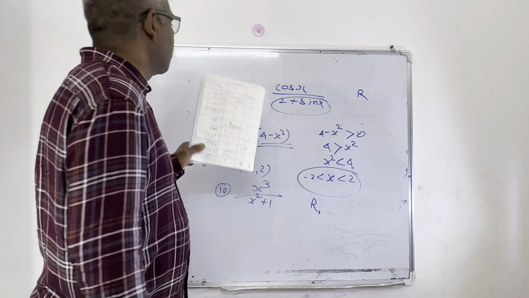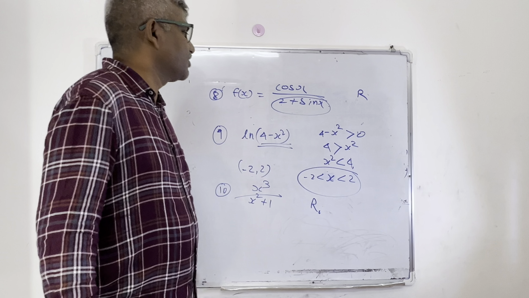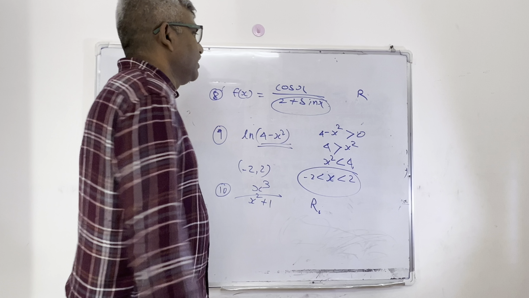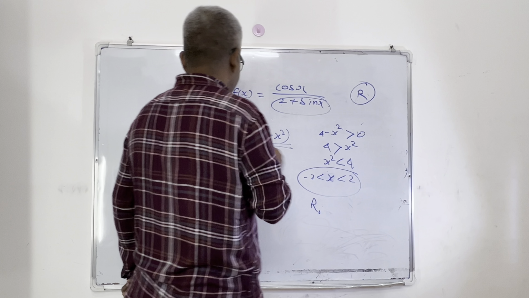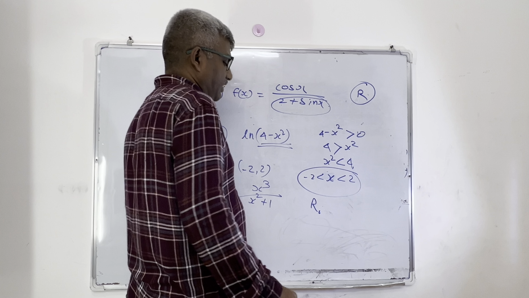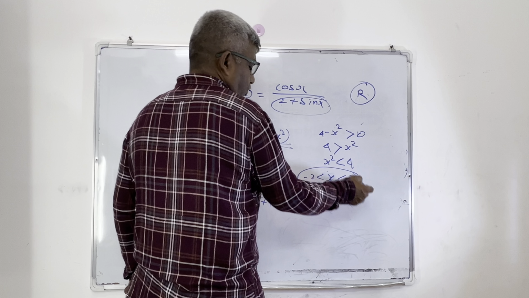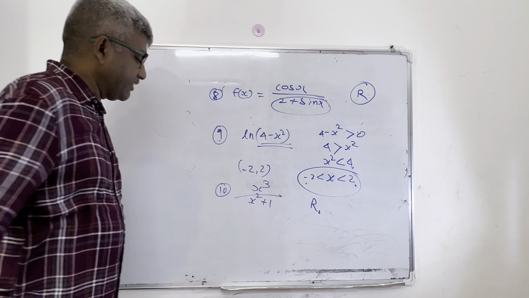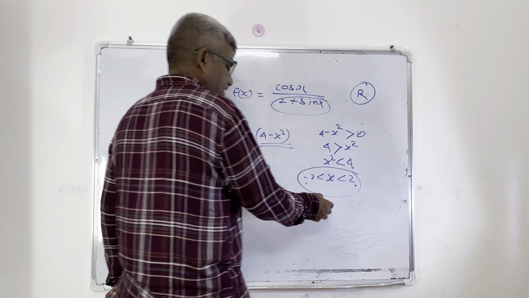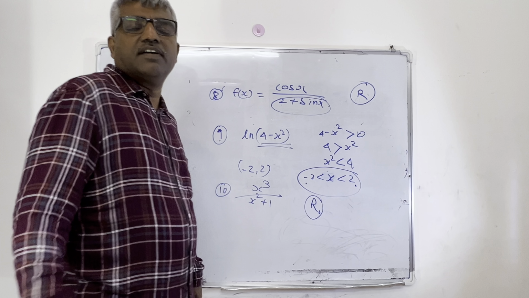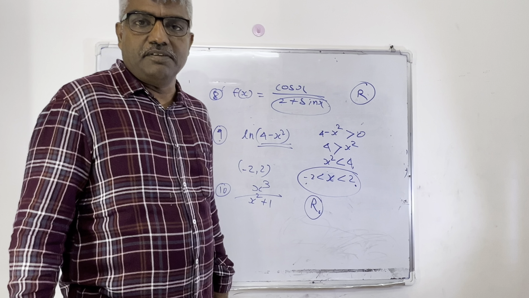Question number 8. F of x is equal to cos x over 2 plus sin x. Domain is all the real numbers. 9, ln of 4 minus x squared. Domain is minus 2 to 2. X cube over x squared plus 1. Domain is all the real numbers. See you in our next video.